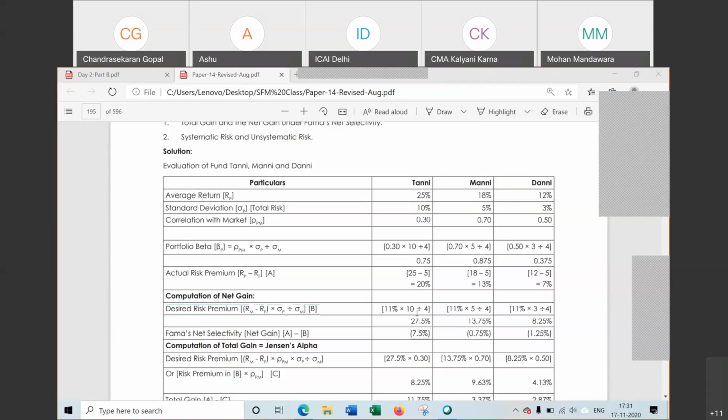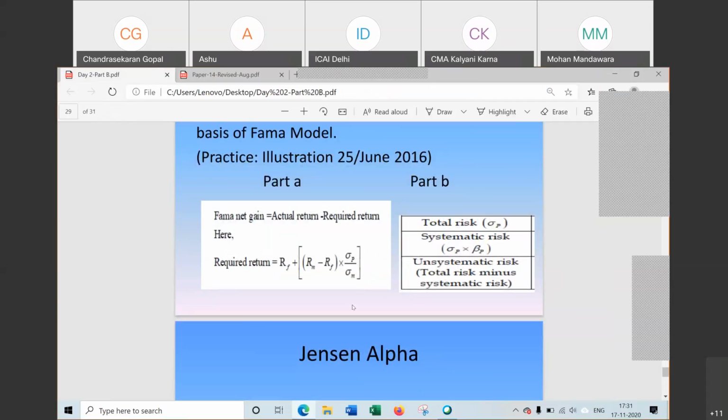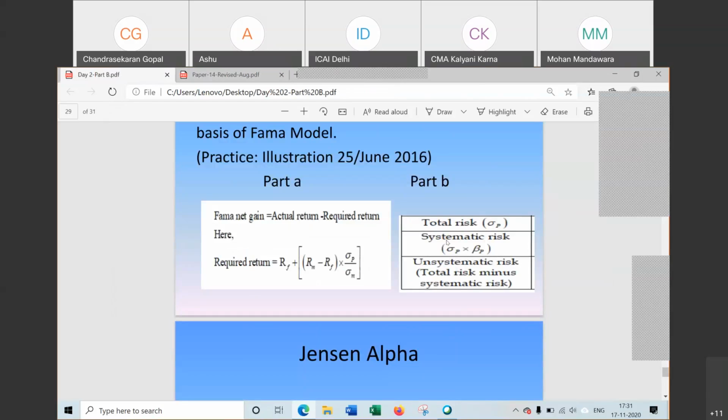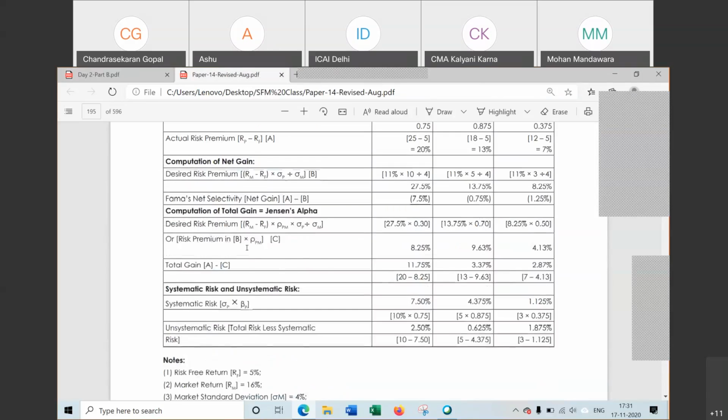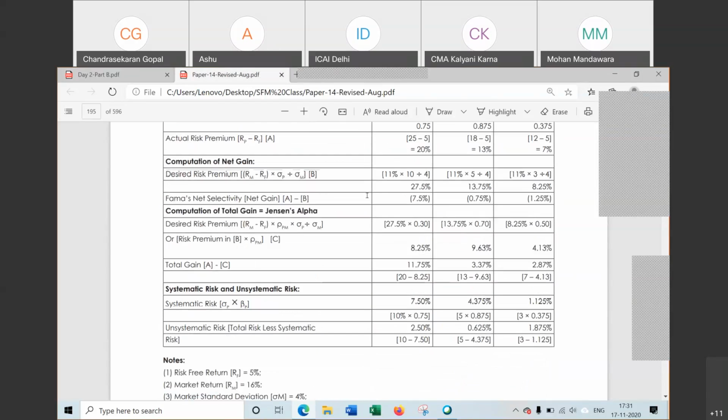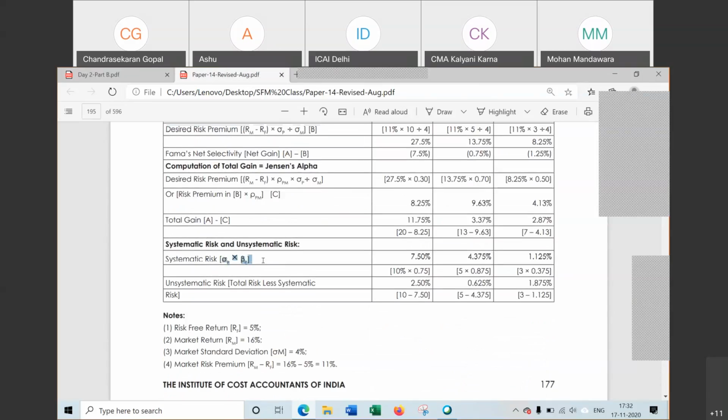Under pharma net selectivity, the computation is given with the help of this formula, that is pharma net gain with the help of this one, and total risk by this and systematic risk by this. Now you will check: systematic risk is standard deviation into beta. Total risk, that is total risk is standard deviation of portfolio. Total risk will be standard deviation of portfolio. Standard deviation of portfolio is 10%. And systematic risk is 10% into beta. This is 10% into beta, 0.75, that is 7.5%.